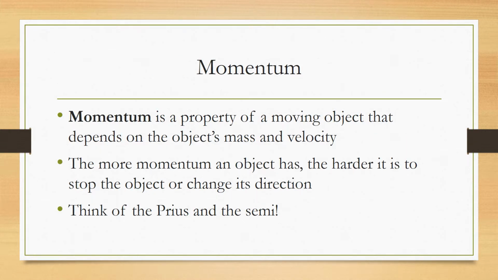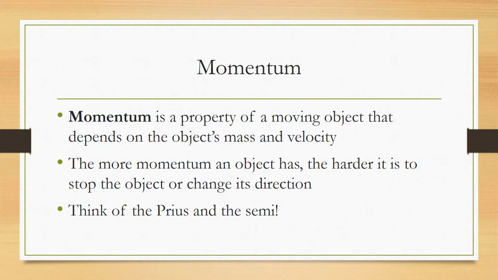A property that is associated with Newton's third law is something called momentum. Momentum is a property of a moving object that depends on the mass and the velocity. The more momentum an object has, the harder it is to stop that object, and the harder it is to change its motion. We talked about inertia with the first law.